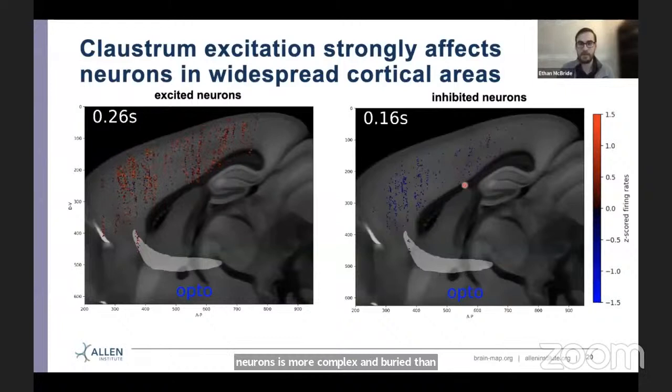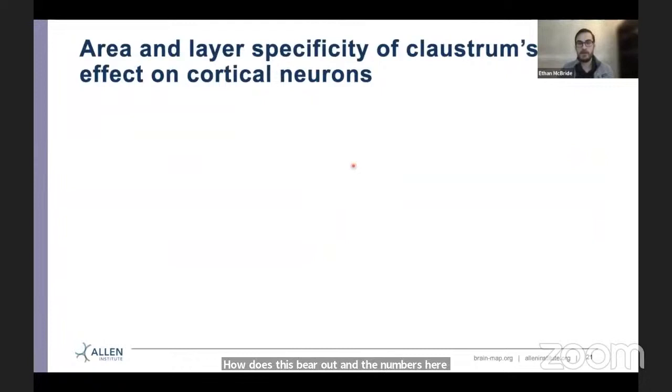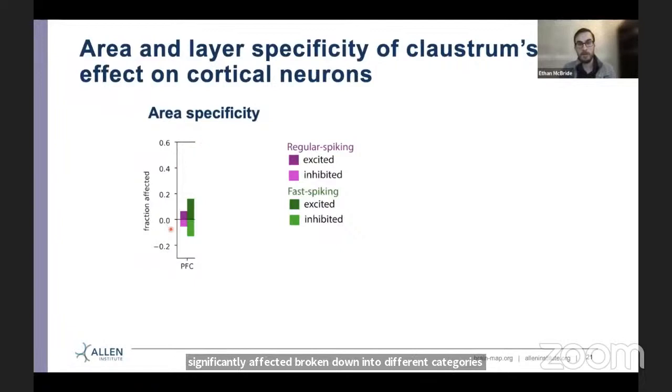How does this bear out in the numbers? Here I'm showing the fraction of neurons that were significantly affected, broken down into different categories. Purple shows regular spiking cells, which are putative excitatory cells based on their action potential waveform. Green shows fast spiking cells, which are putative inhibitory. Bars above zero show the fraction of cells excited by optostimulation, while bars below zero show the fraction inhibited in the cortex. You'll notice that the putative inhibitory cells tend to be more affected. This is consistent with previous work showing that claustrum projection neurons connect most strongly to interneurons.